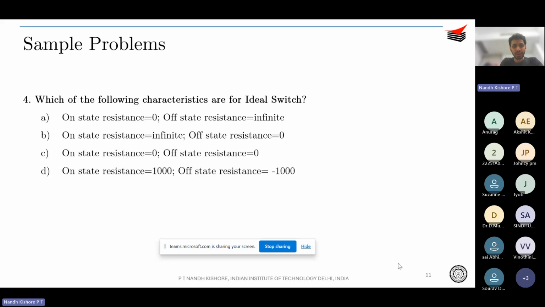Which of the following characteristics are for an ideal switch? This is something that we answered in the last problem solving session as well. Of course, you understand that the on resistance needs to be 0 and the off resistance needs to be infinite. On resistance needs to be 0 as in no drop in voltage in on state, and off resistance needs to be infinite as in no leakage current.